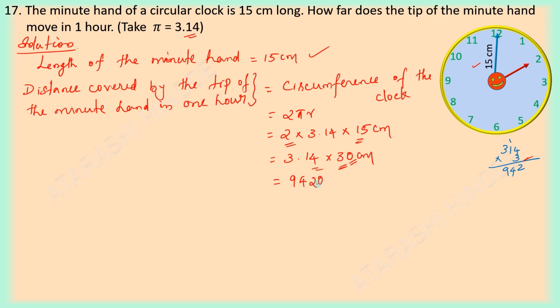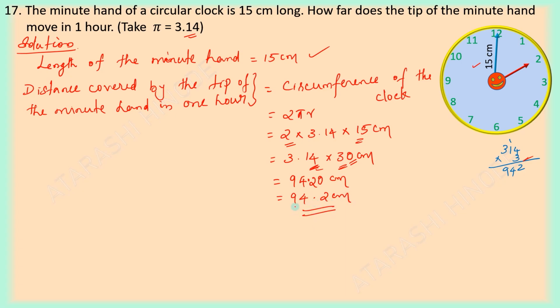0. Next we have to put the decimal. For that, check the number of digits after the decimal in 3.14. We know there are 2 digits. So from the rightmost digit, count 1, 2. Put the decimal here. That much centimeters. That is equal to 94.2 centimeters.